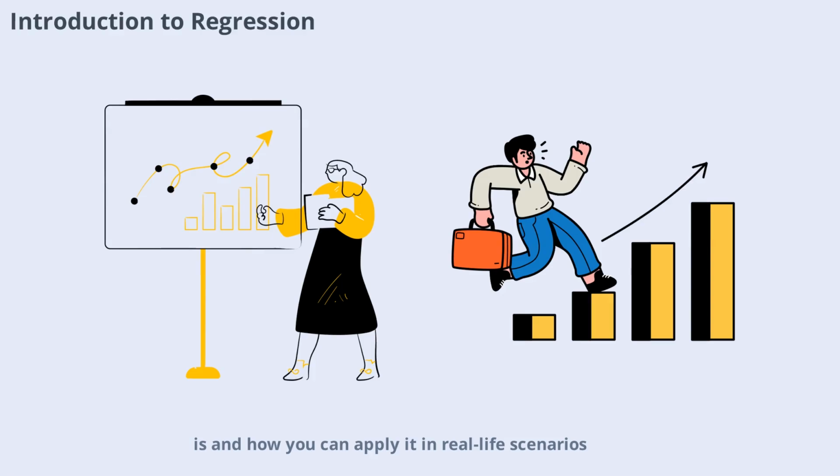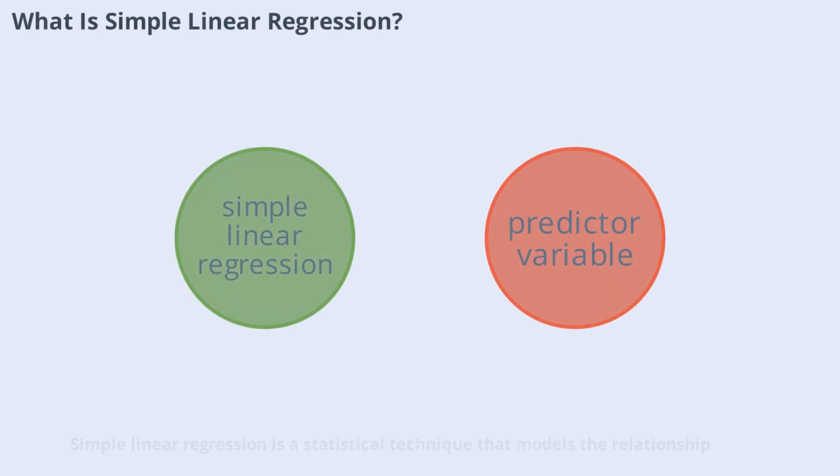in real-life scenarios. Simple linear regression is a statistical technique that models the relationship between two variables by fitting a straight line to the observed data. One variable is considered the predictor, or independent variable, while the other is the response, or dependent variable. The goal is to find the best fitting line that predicts the response variable based on the predictor. This method is widely used because of its simplicity and interpretability. It's the foundation for more complex regression techniques and is a great starting point for anyone new to data analysis.